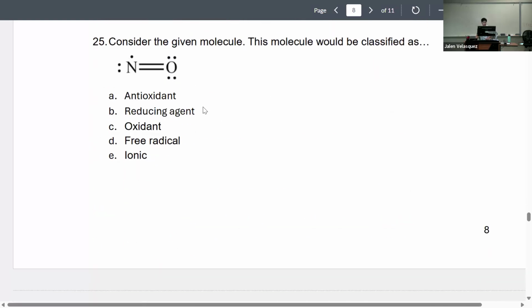Okay, number 25, consider the given molecule. What would we classify this molecule as? What do we think? D, this is a free radical, right? What tells you that this is a free radical? We have an unpaired electron, right?